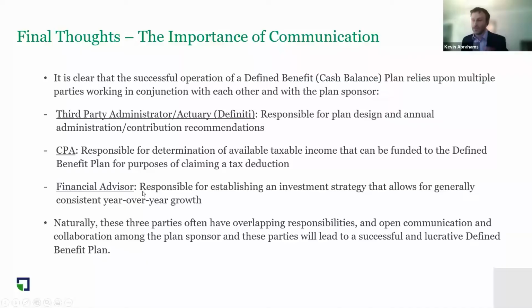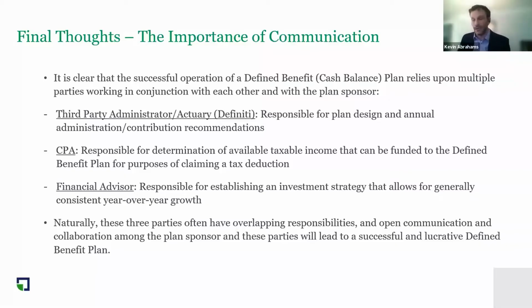So lastly, just to reiterate everything we've talked about throughout this afternoon, a successful defined benefit cash balance plan, whatever design you end up choosing, relies upon the different legs of the stool. So there's the three-legged tripod, I'll use that term again, and we're all working with the plan sponsor to make sure that we meet their needs. We at Definiti, as the actuary, are responsible for designing the plan up front, based on the goals that are stated at the very outset. And obviously we do the annual administration, recommend the contributions, and figure out, strategy-wise, how this is going to work.